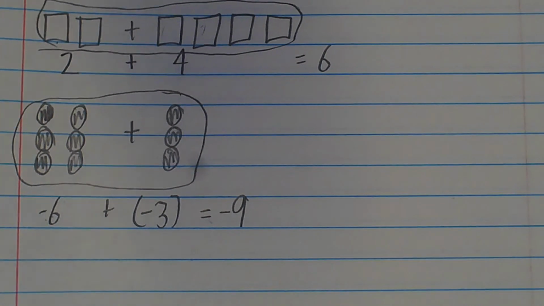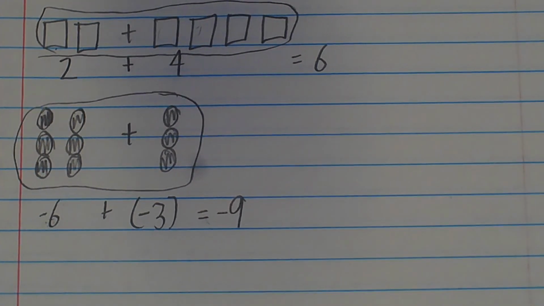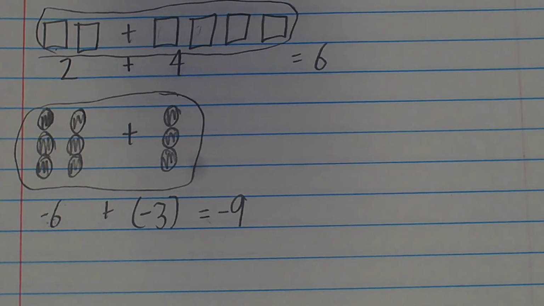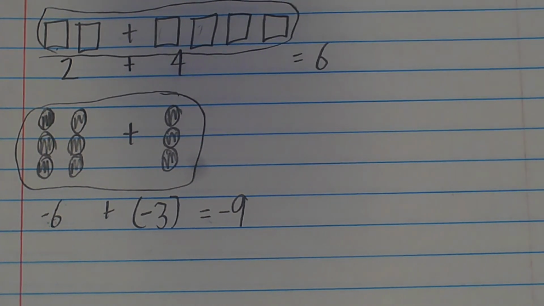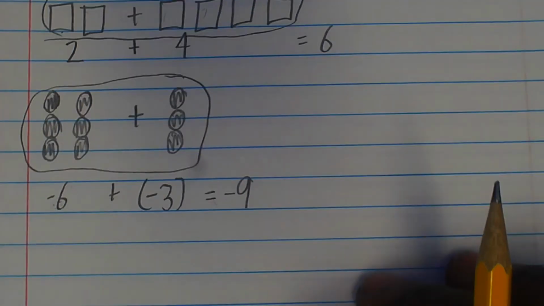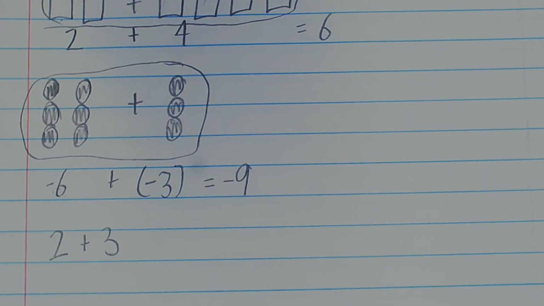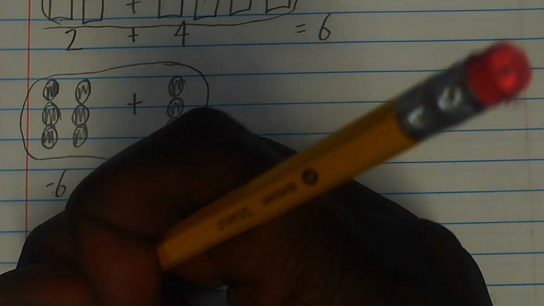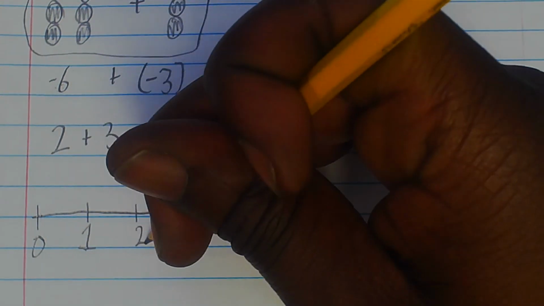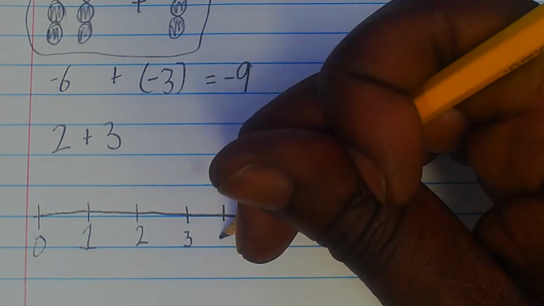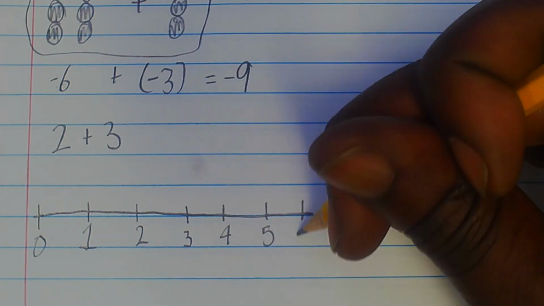Now, if I were to use a number line, since they're all like signs, the arrows that represent each value will be moving in the same direction. For example, let's say I have 2 plus 3. So on a number line, I can start with all positives. That's 0, 1, 2, 3, 4, 5, and add one more, 6.